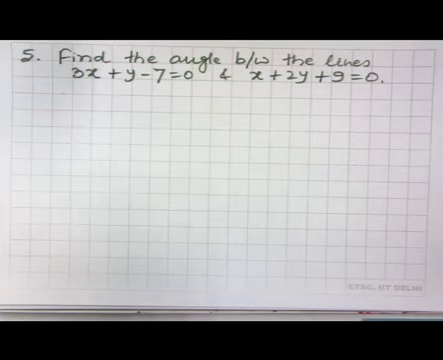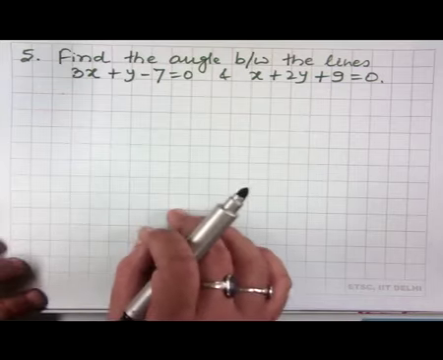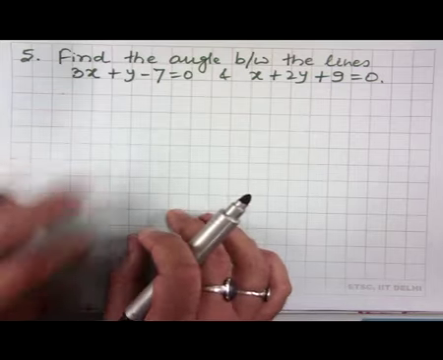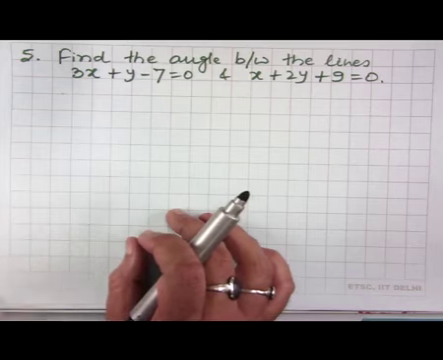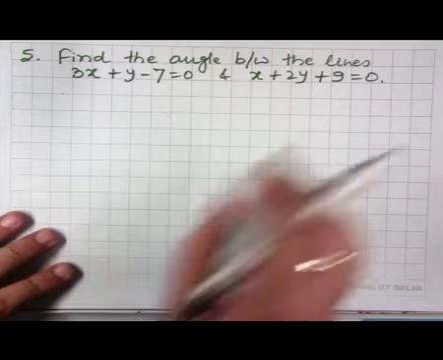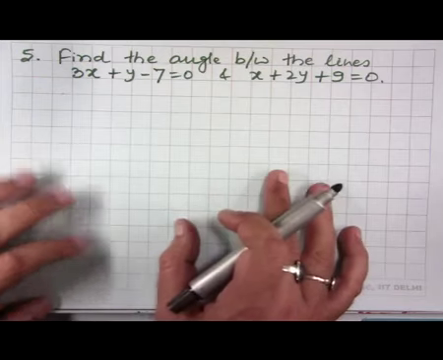Now another example: find the angle between the lines when the equations of the two lines are given as 3x plus y minus 7 equal to 0 and x plus 2y plus 9 equal to 0.